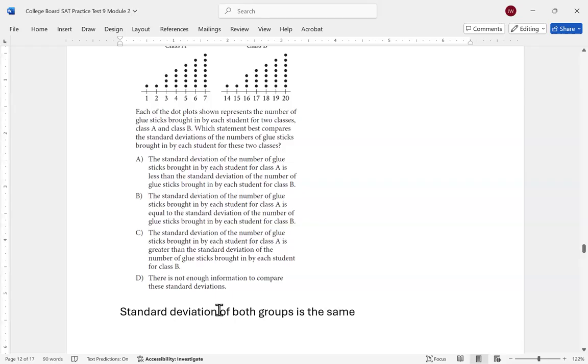And so we just need to pick out which statement matches that the best. And it turns out that that's statement B. The standard deviation of the number of glue sticks brought in by each student for Class A is equal to the standard deviation of the number of glue sticks brought in by each student for Class B. This one is less than, A is less than, B is greater than, D is not enough information. B is the same, so B is the correct answer to this question. That's question 17.